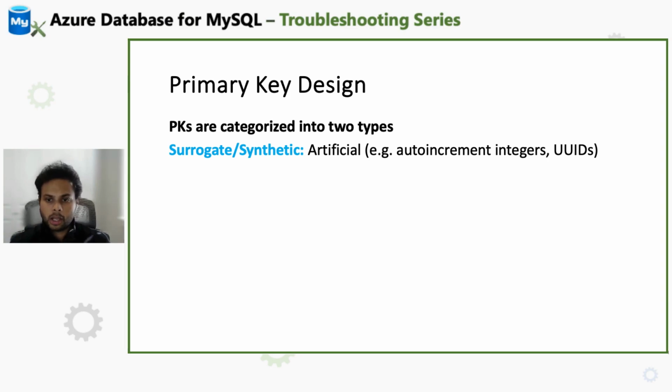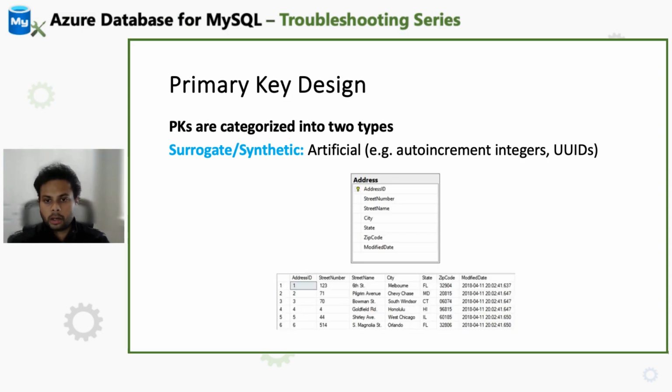And these can be auto incrementing in nature with integer values or UUIDs to uniquely identify a particular record. A very simple example can be an auto increment integer value to identify a particular record on this table. As you can see in this example, when you think about address, there is no other field that can uniquely identify a particular person's record, right?